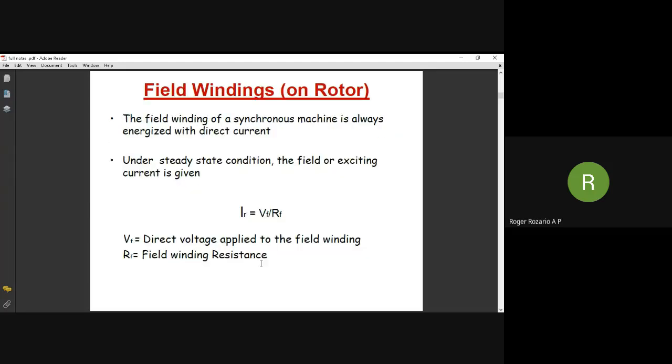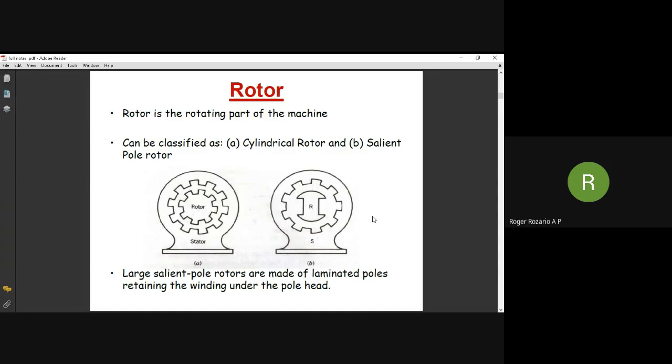As I already told you, the field winding will be energized with the DC supply, and the field winding current can be given as IF equal to VF by RF, where VF is the excitation voltage and RF is the resistance of the field winding. If you want to find out the field current, IF equal to VF by RF, simple Ohm's law. And the rotor we have already seen. There are two types of rotor. One is the cylindrical rotor, the other one is the salient pole rotor.